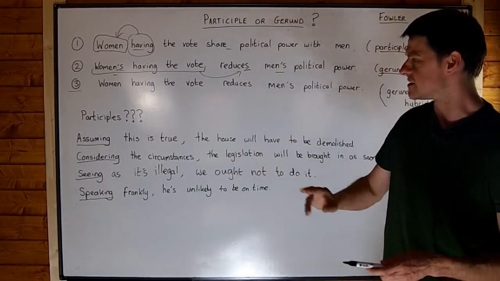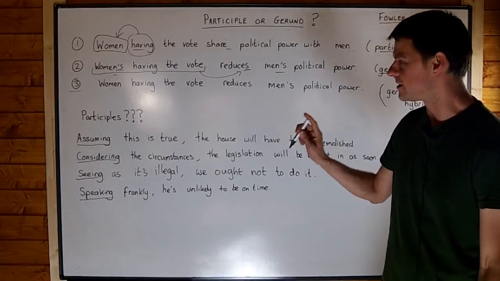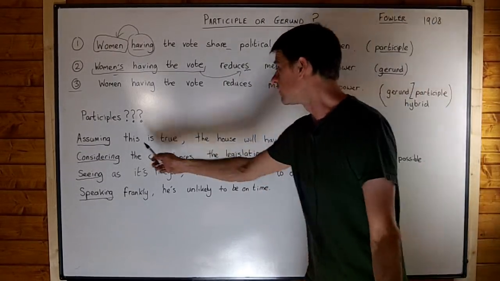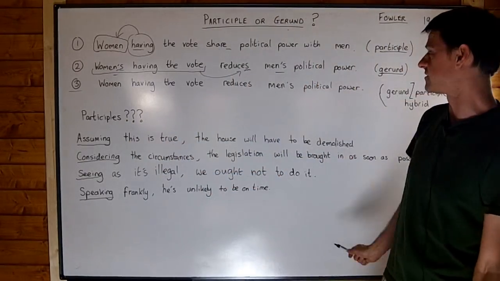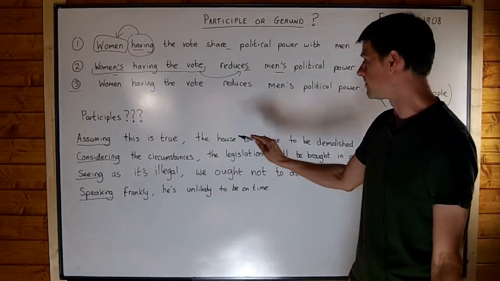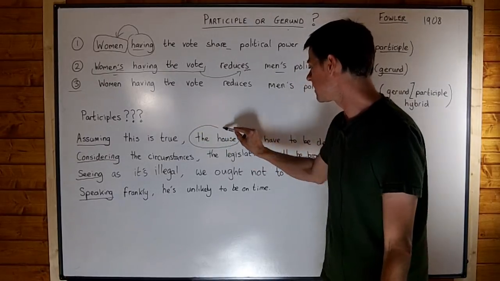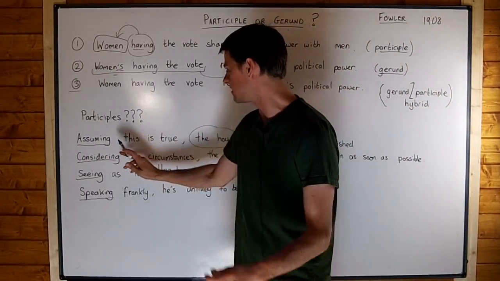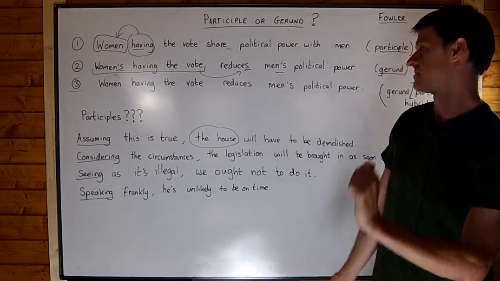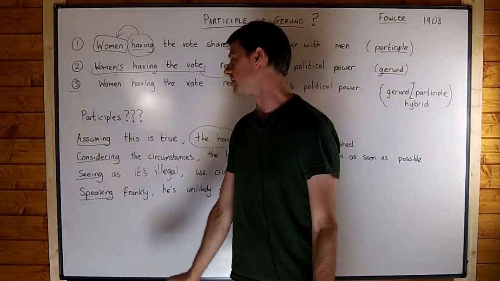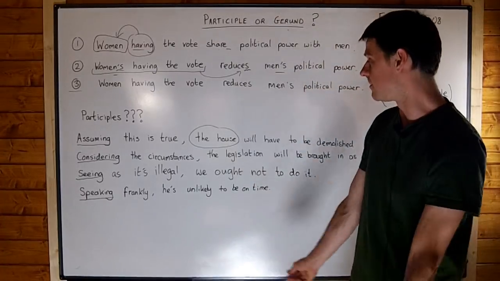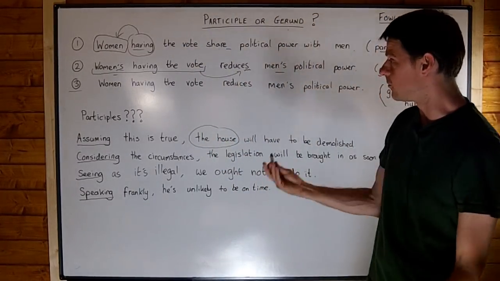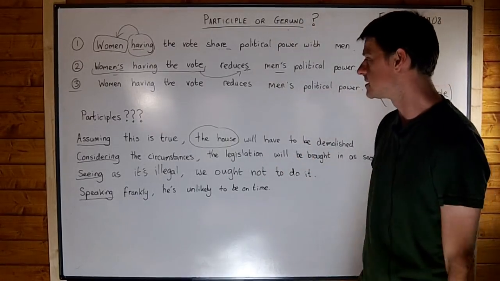And the first thing to notice is that they cannot be participles if these sentences are correct, and they sound correct. Assuming this is true, the house will have to be demolished. Now, they can't be a participle because the subject of the main clause must be the same as the subject of this clause, and it's not the subject of this clause. It's not the subject of assuming. So it really can't be a participle. This would be a dangling modifier if it were a participle, but it's not.